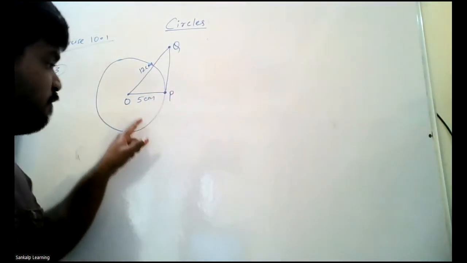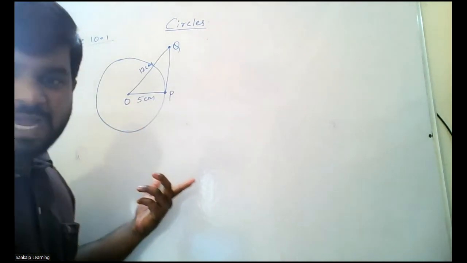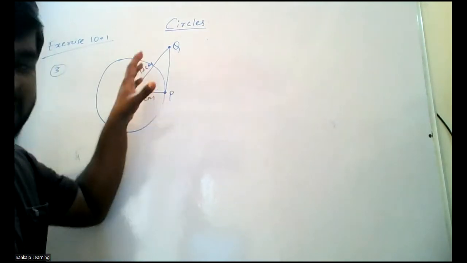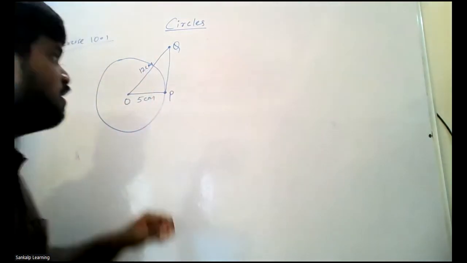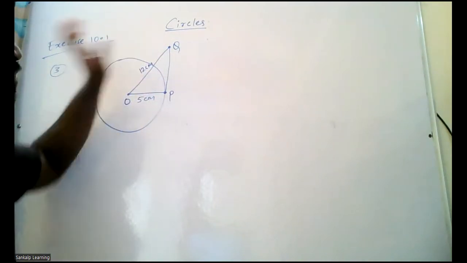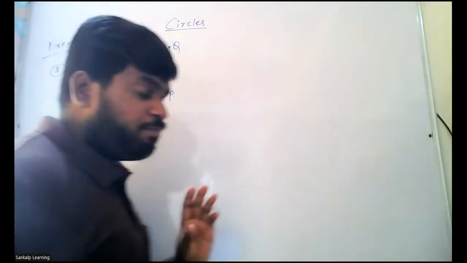I hope this is clear. We had a circle with center O and PQ is the tangent. Where is this P? This P is on the circle, because the tangent is drawn at P. It is given. So this is the tangent that is drawn at P. We are joining O and Q. This is 12 centimeter, 5 centimeter. We have to find PQ.